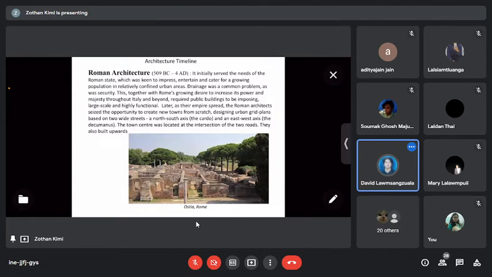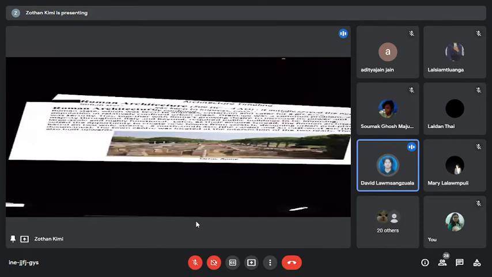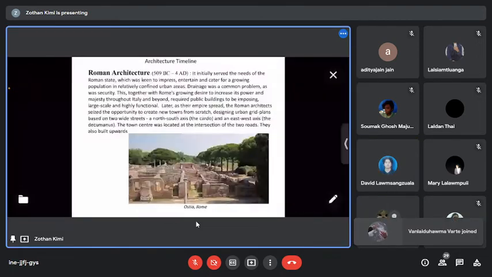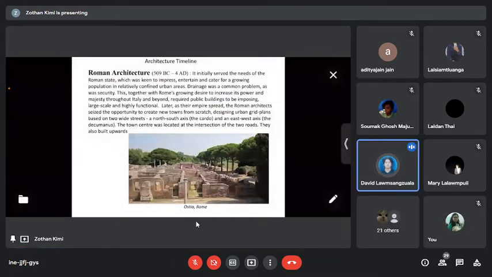Later, as the empire spread, the Roman architects seized the opportunity to create towns from scratch, designing urban grid plans based on two wide streets: a north-south axis, the Cardo, and an east-west axis, the Decumanus. The town center was located at the intersection of the two roads. They also built upwards. Ostia Road. Okay, thank you, David.